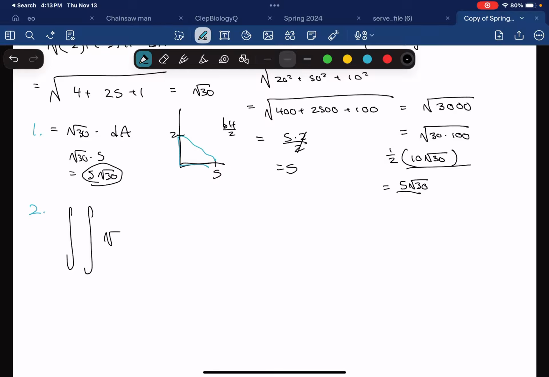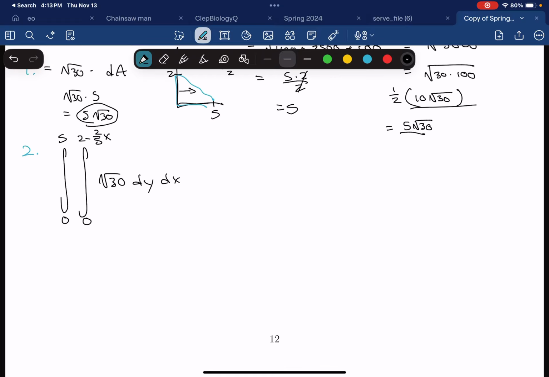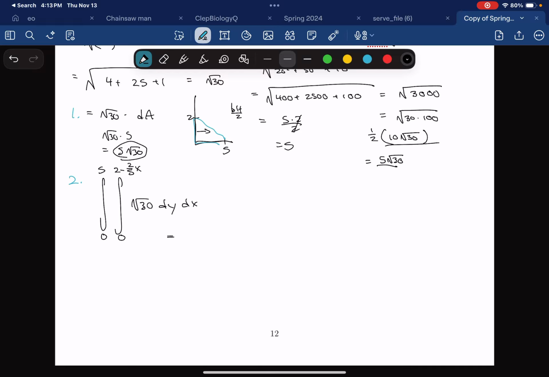of square root of 30 dy dx. So our x will go from 0 to 5. Our y will go from 0 to this line here, which is 2 minus 2 over 5 x. And when you integrate all this out, you end up with 5 square root of 30.